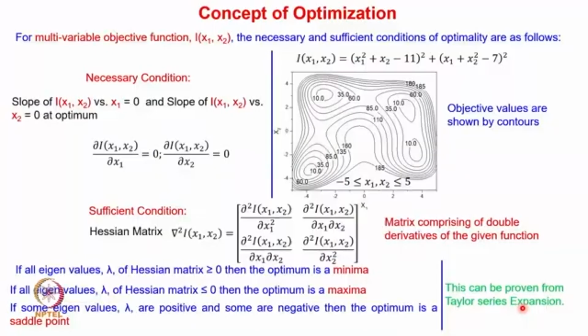So in this case, you can see that a typical problem, the Himmelblau function, is shown here. You can see that the objective function is a function of two variables x1 and x2.